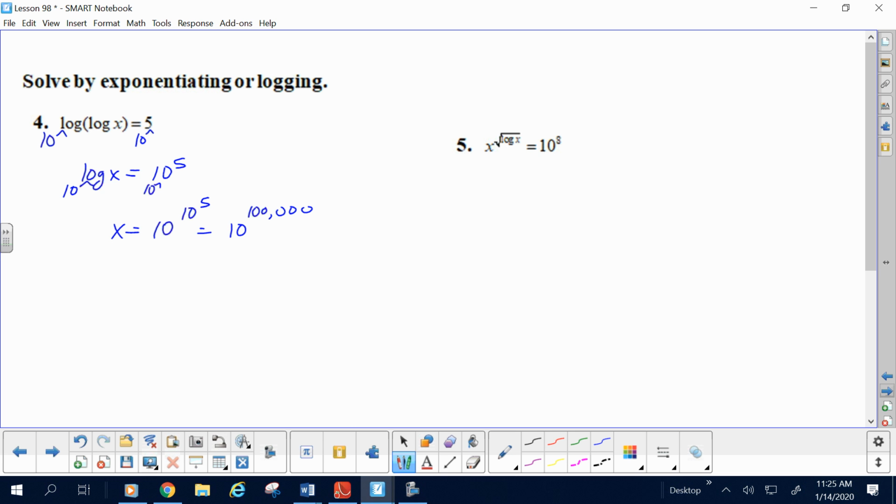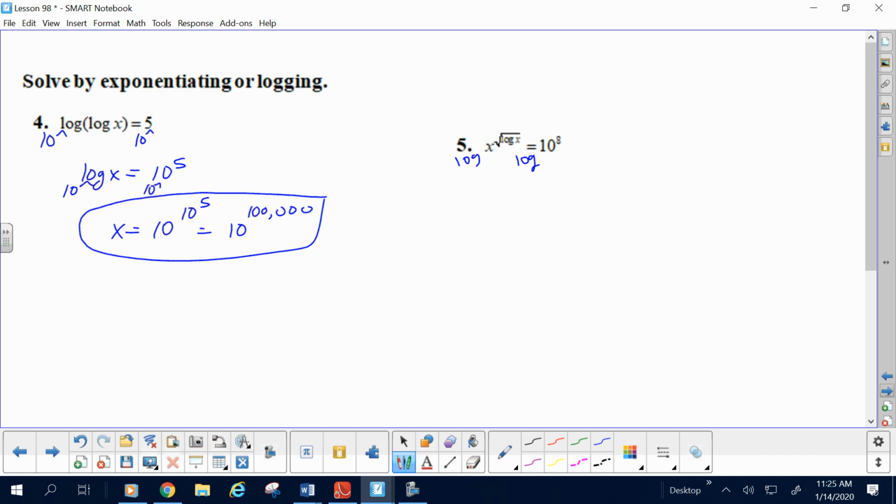Are you with me? Almost done. Now what? How do you get x by itself? Put it in the front. Log it so that you can use a log rule. But whatever you do to one side, you do to the other.